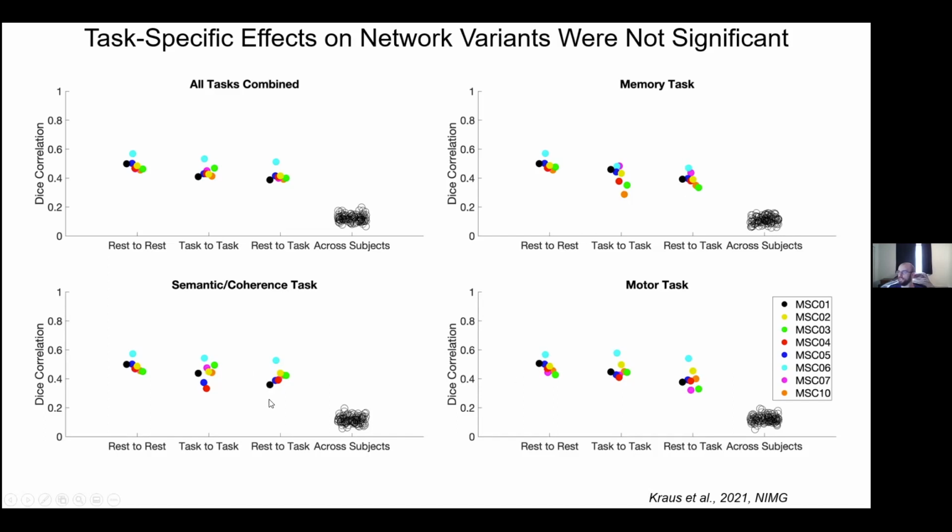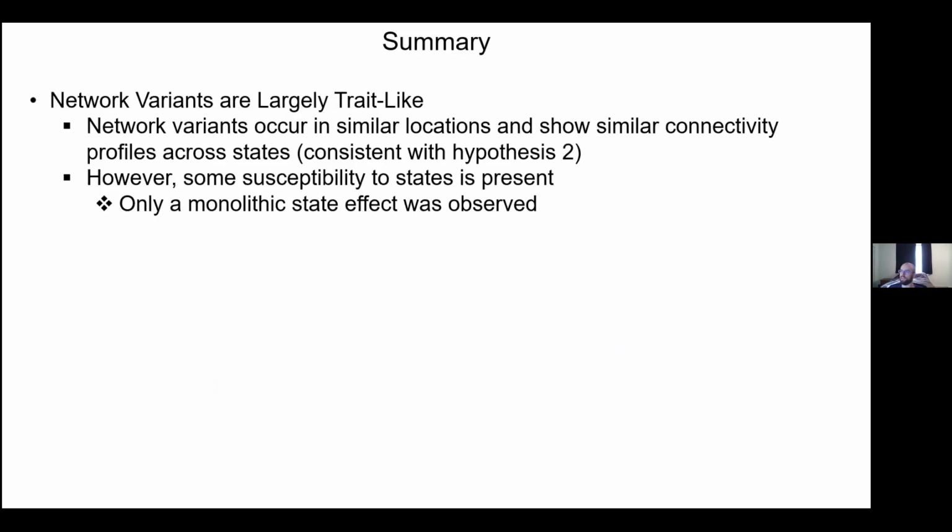So we don't find any task specific effects on network variance and where their locations appear. Just to summarize what I've gone over so far: network variants are largely trait-like, and they tend to occur in similar locations and show similar connectivity profiles across states. This is more consistent with the second hypothesis I presented earlier. However, there's definitely some susceptibility to states, as indicated by the fact that within states, you do a little bit better than between states, but not a lot.